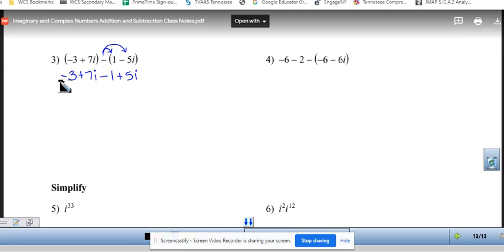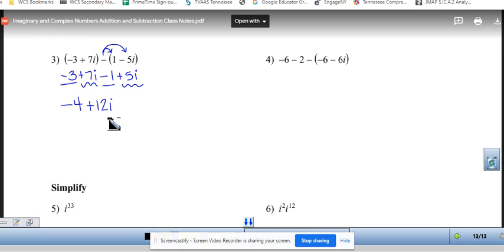Now that we have gotten rid of all of our parentheses, we can combine the like terms. A -3 can be put with a -1, and since they have the same sign, we add them and keep the sign. We get -4. Positive 7i and positive 5i can be combined. We only add the coefficients. The i remains the same. So that gives me positive 12i.